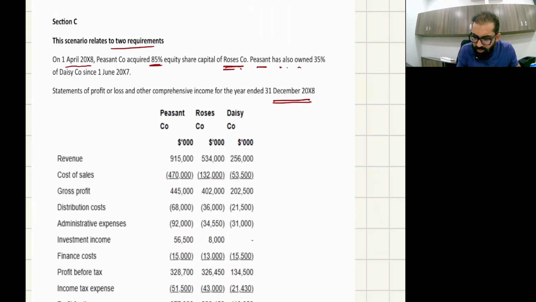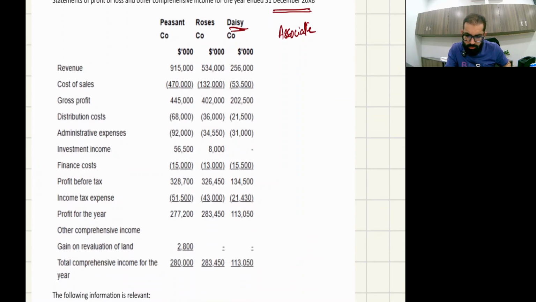Now Peasant has also owned 35% of Daisy since 1st June X7. So this is an associate, and we bought this associate last year. If I talk about this year, you need to take complete profits of Daisy as associate share of profit, because this year the associate company belonged to us for the complete year. See the dates: this date is for the associate and this date is for the subsidiary. Now you have these three companies.